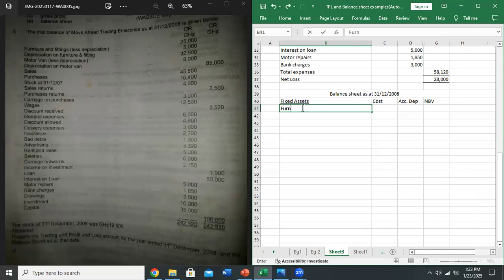So we have furniture and fittings. That's the first fixed asset. Depreciation has already been deducted, so the net book value is 25,000. Right. Then, motor van. Same, depreciation has already been deducted, so 32,500.